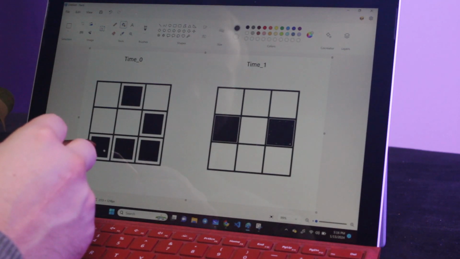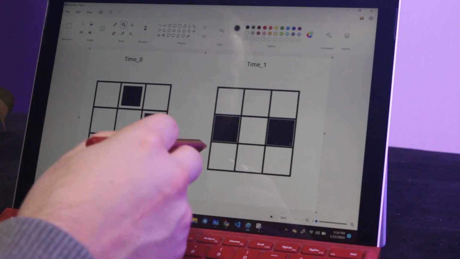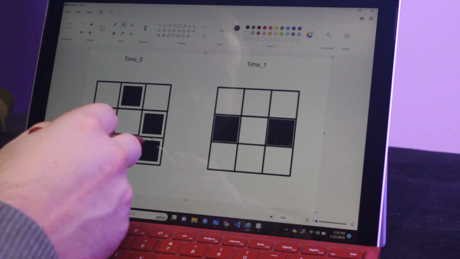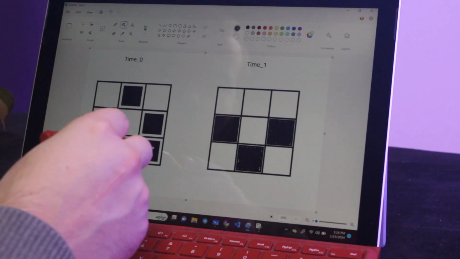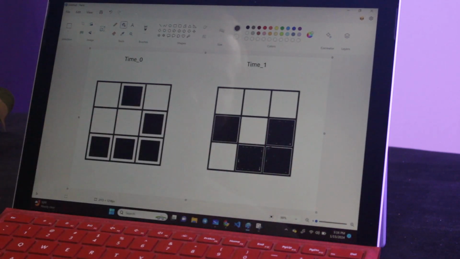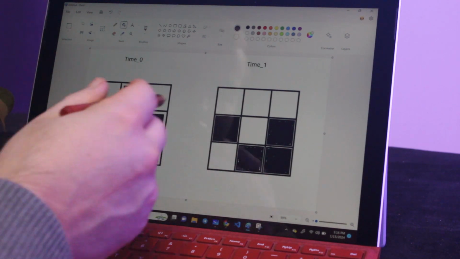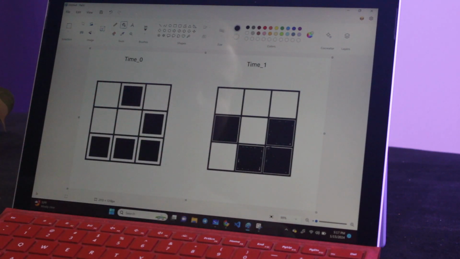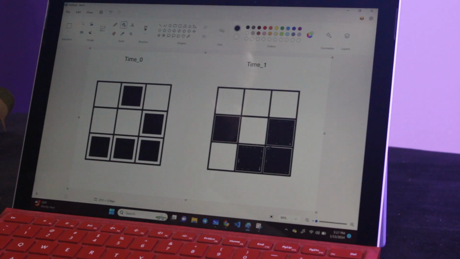So bottom left, this unfortunately doesn't have enough neighbors, so it's going to stay dead. And in the middle case, there are three neighbors, so it can live. And in the bottom right case, there are two neighbors, so it's going to live. So from one tick to the next, we see that the pattern has changed. And it's a simple application of the rules, applying them over and over.